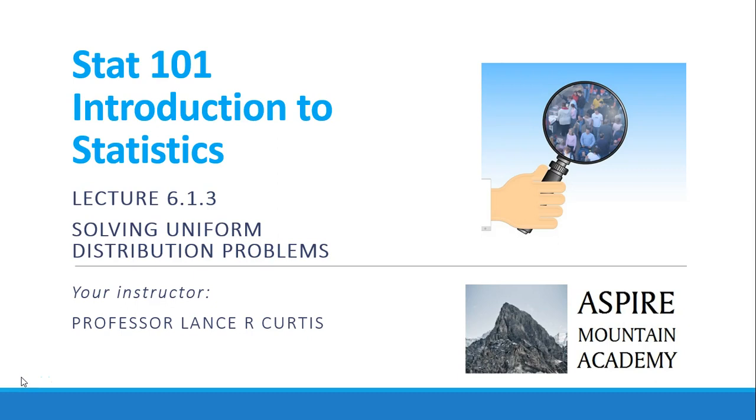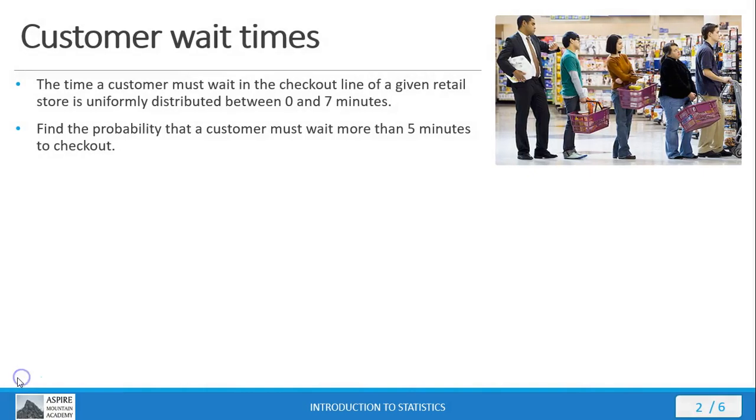In less than 10 minutes, this video compares and contrasts using the old school approach and StatCrunch to solve uniform distribution problems. Let's get started. To demonstrate these different ways of solving uniform distribution problems, let's look at an example problem involving customer wait times.